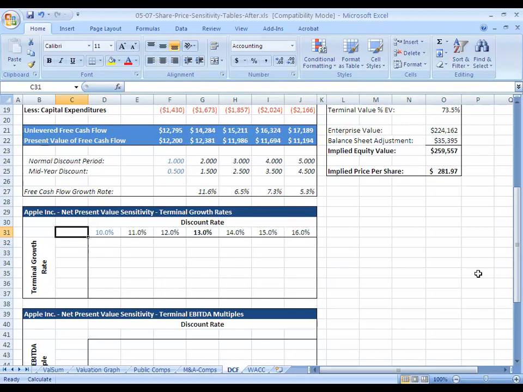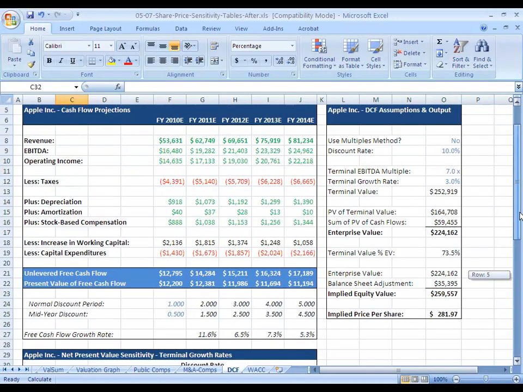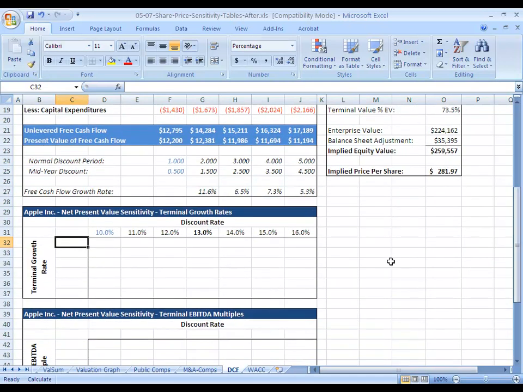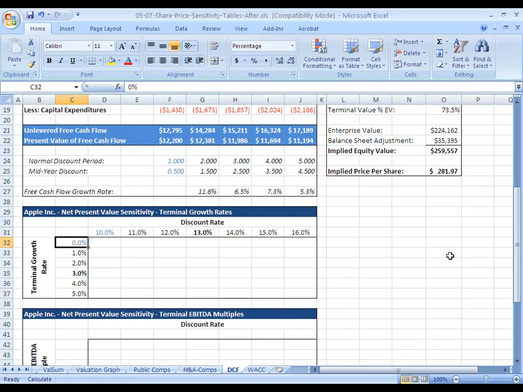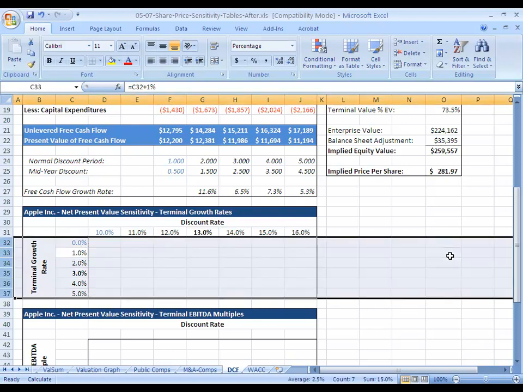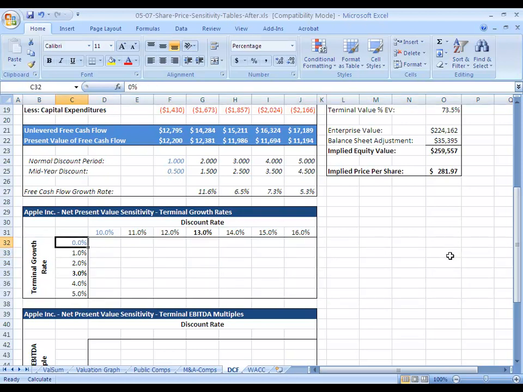Now for the terminal growth rate, remember that our assumption here is 3%. So I'm actually going to start with 0% right here, and then I'm going to increase this by 1% in each row. So we're going from 0% assumed growth, which is probably far too low. It's probably not going to be 0%. It's probably going to be at least 1, 2, 3%. But we are starting in the worst case scenario here, and we are going all the way up to 5% for the terminal growth rate.